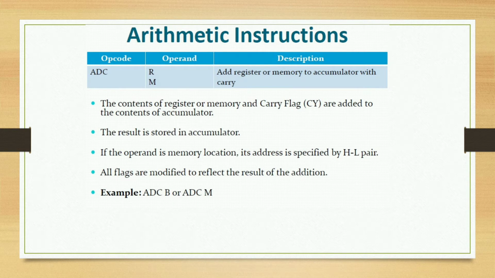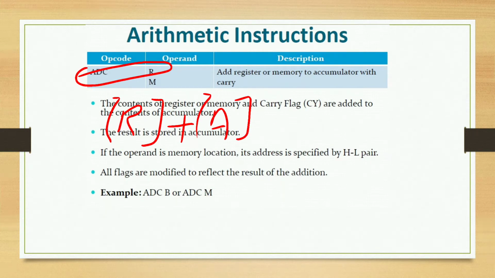Now ADC instruction. ADC R instruction depicts the addition of the content of register, content of accumulator and carry status, and the result is stored in accumulator. Means content of register is added with the content of accumulator and with the carry status, and result is stored in accumulator.